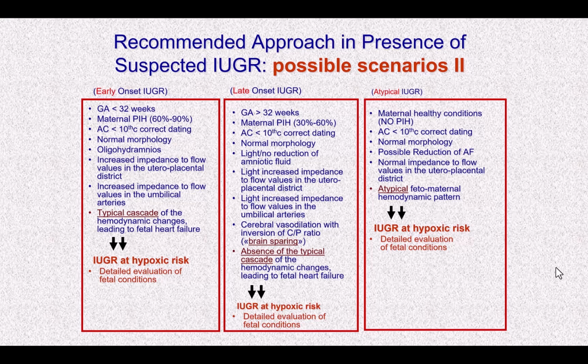In relation with the pathophysiology and in relation to the onset of these kinds of scenarios, we have three possible scenarios: the early onset IUGR, the late onset IUGR, and the scenario that I called some years ago atypical IUGR, that is due to umbilical cord anomalies.